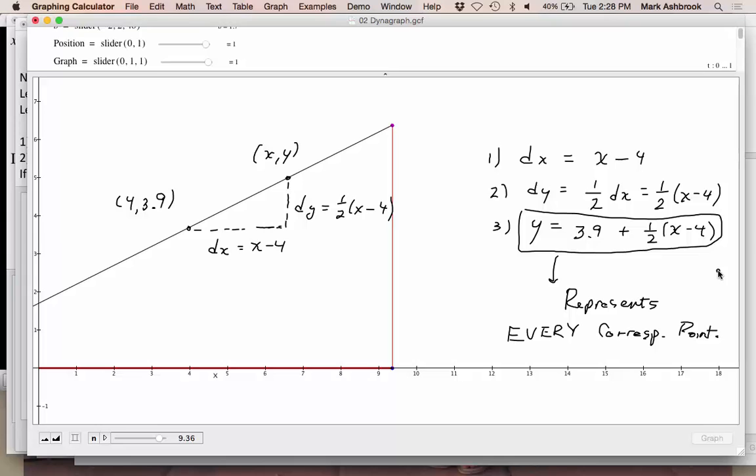Change in x, change in y. I'm doing this on the screen for the video. Change in x, change in y. Change in y plus initial y is the final y. And then we get every single correspondence point, all of those points on the line.